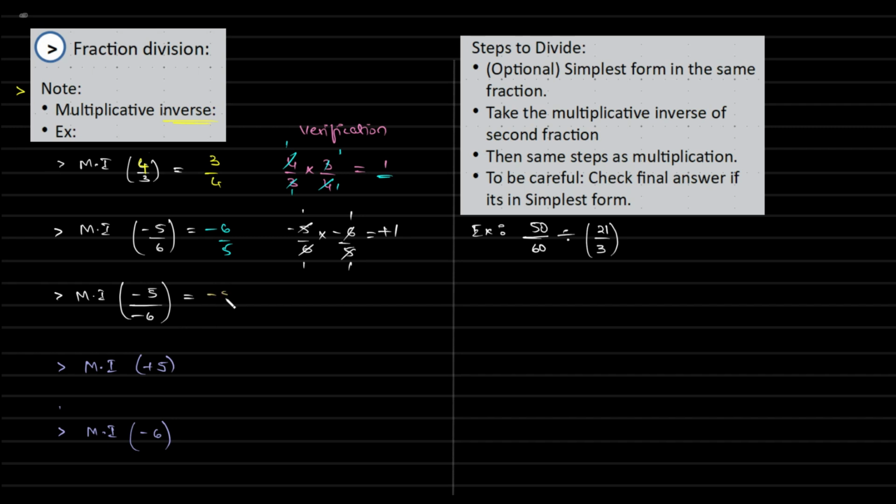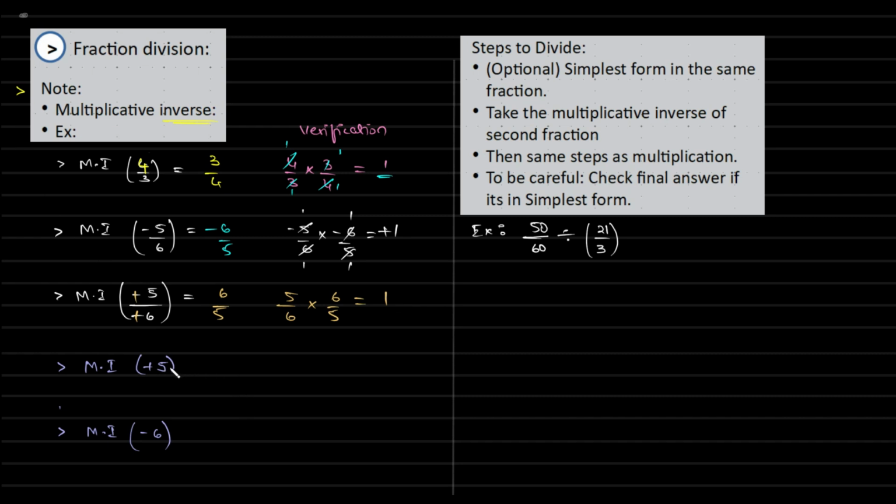Okay, the next question is negative 5 by negative 6. Here we can solve the sign. I told you, right? Any point of time, anywhere you see signs, you do that first. Negative divided by negative is positive. Multiplicative inverse of positive 5 by 6 is 6 by 5. Same kind of verification. 5 by 6 into 6 by 5 will give us 1.